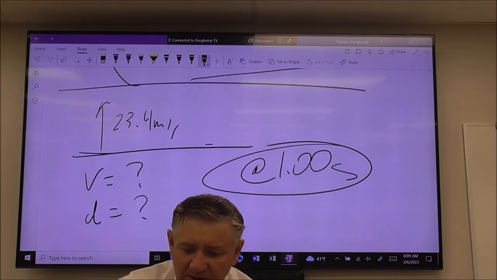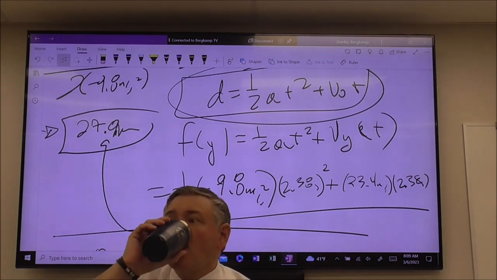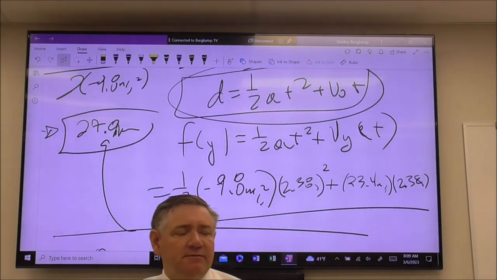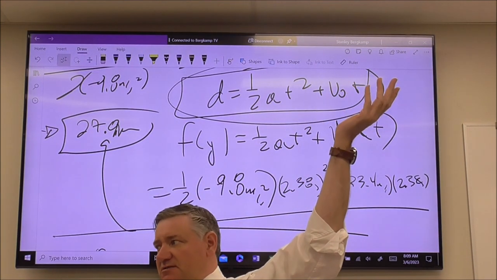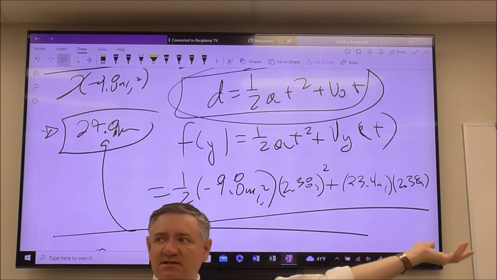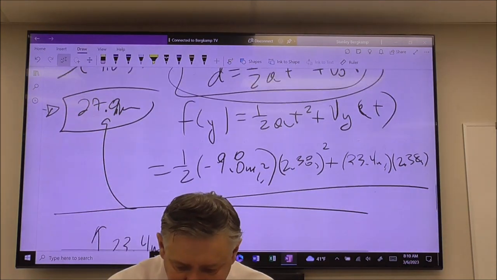On its way up. How do you know? You're right, but how do you know? It's because the time up is 2.38, so it hasn't completed that. Fantastic, okay? So the time to maximum height is 2.38 seconds. We're only 1 second into this thing. So I know my velocity still has to be positive because it hasn't reached its maximum height yet, okay?